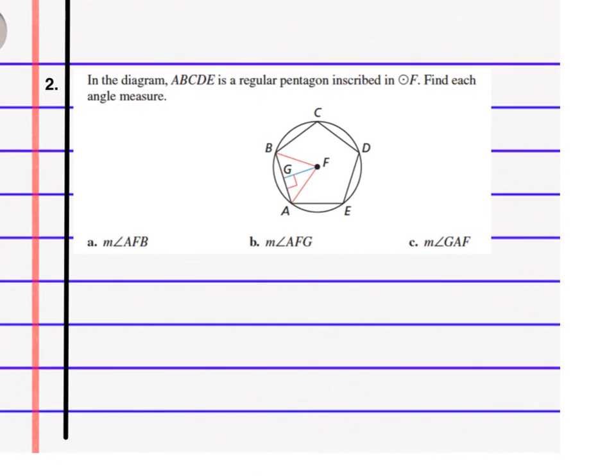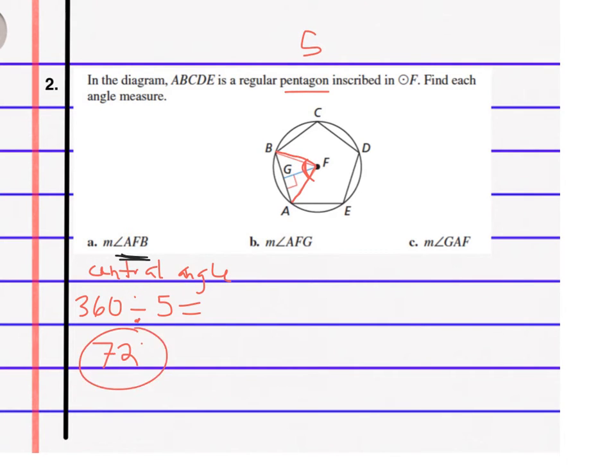All right, number 2. In the diagram, ABCDE is a regular pentagon inscribed in circle F. Find each angle measure. Part A, find the measure of angle AFB. So let's kind of trace that. AFB is my central angle. So to find a central angle, you do 360 divided by the number of sides. It is a pentagon, 5 sides. 360 divided by 5, that angle is 72 degrees.